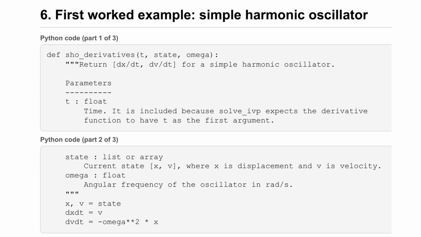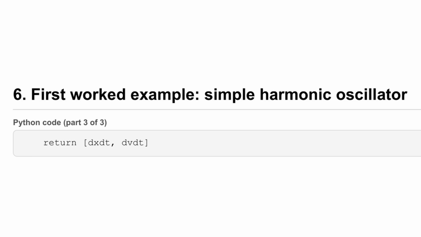This pair of first-order equations is exactly what we need to program our derivative function in Python. Here we define the function show_derivatives. It takes three arguments: the current time, the current state vector, and the angular frequency. Within the function, we unpack the state into displacement and velocity, then calculate the derivatives according to the two first-order equations we just derived. Finally, the function returns these derivatives as a list. Remember that the order here must match our state vector. Since our state was displacement followed by velocity, we return the derivative of displacement followed by the derivative of velocity.